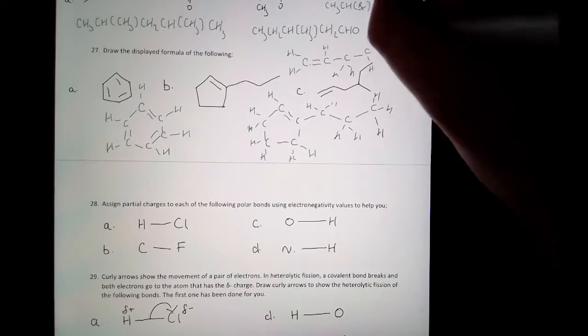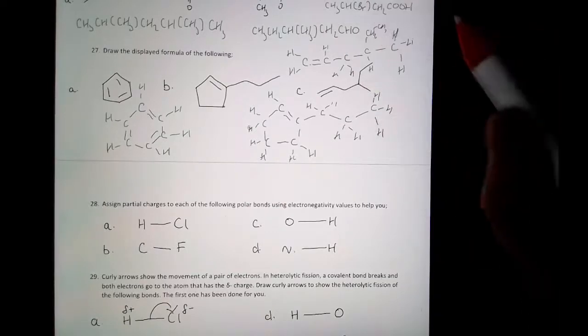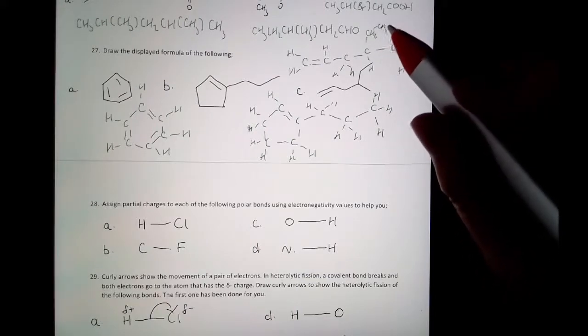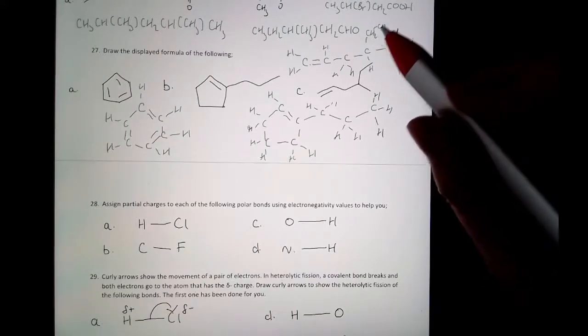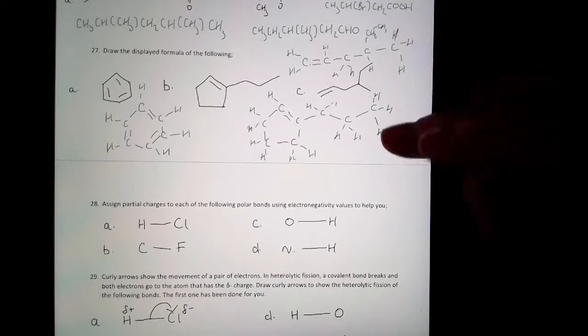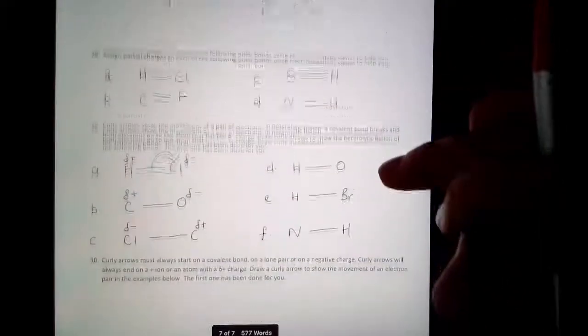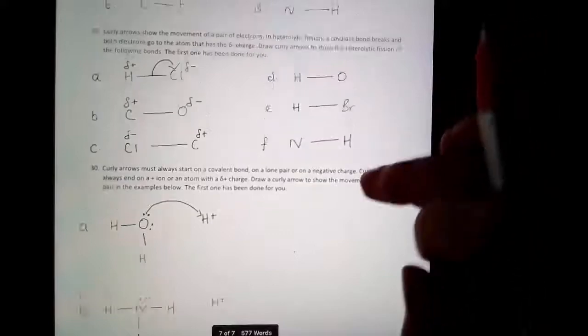And then this carbon is also bonded to a CH2, CH3. So I'm being a little bit lazy there, but just scribbling that in. CH2, CH3. Technically, you should draw that out in full and show the bonds between those carbons and those hydrogens. We're almost there. All right, 28.